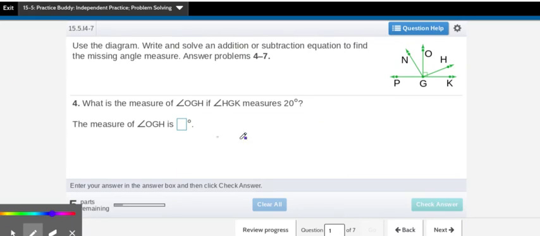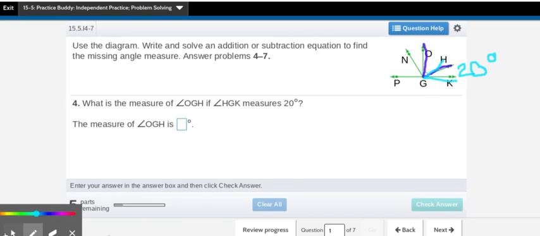So now let me go ahead and kind of label out OGH. OGH is this one. And then it says if HGK measures 20. So HGK will be this one. And this one says 20 degrees. So if that's the case, they want to know what this measure is going to be.